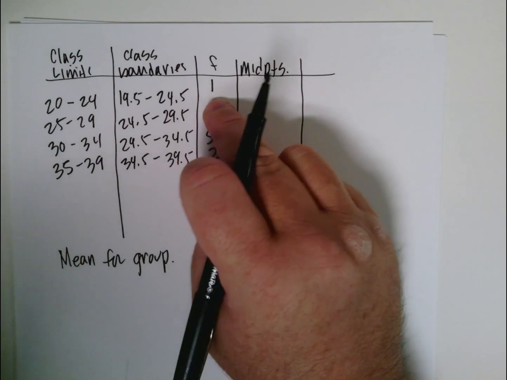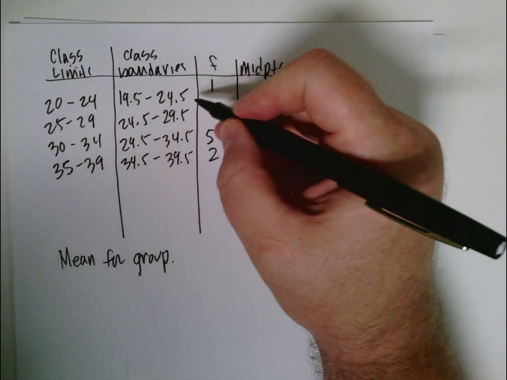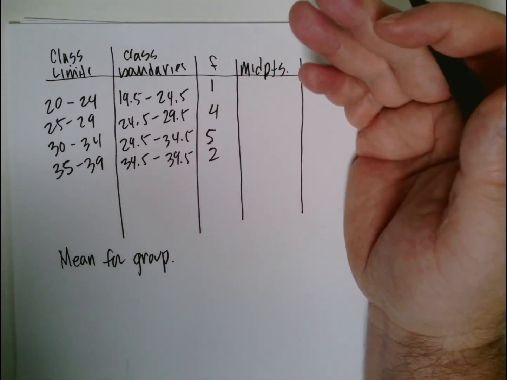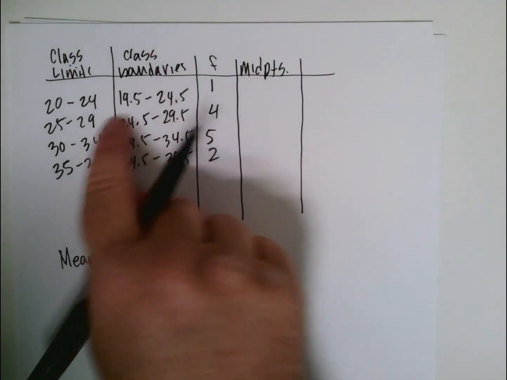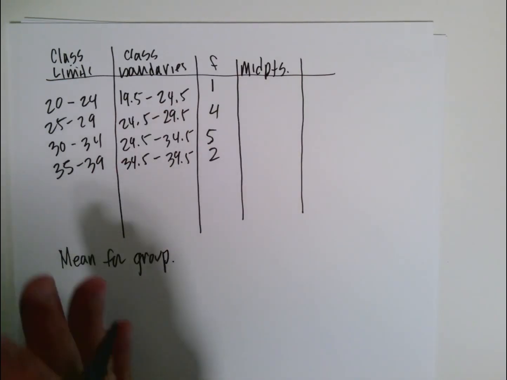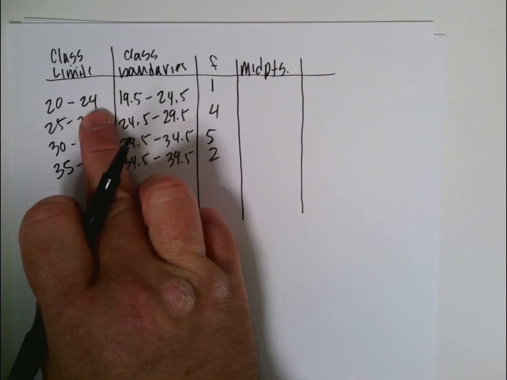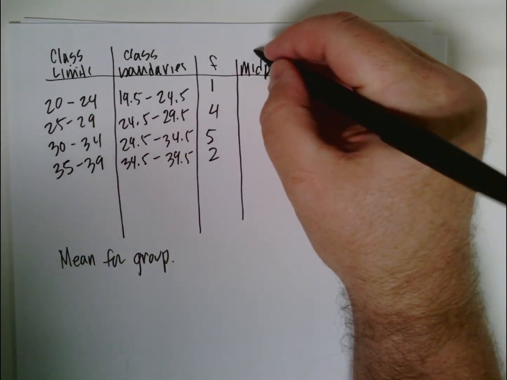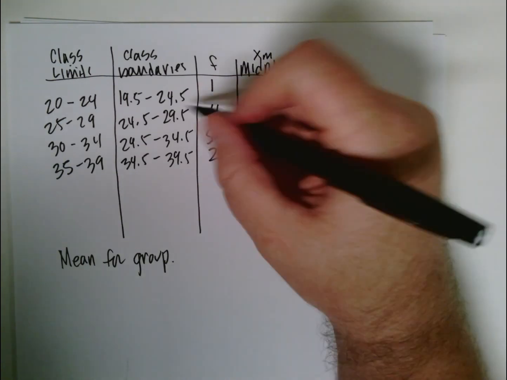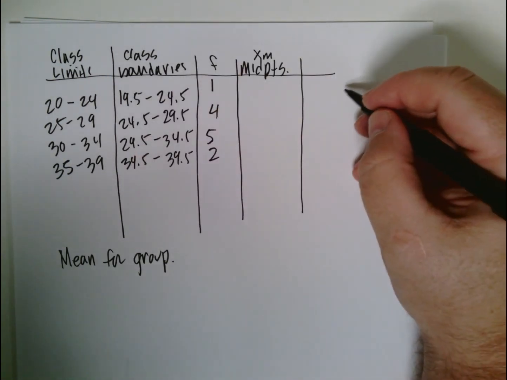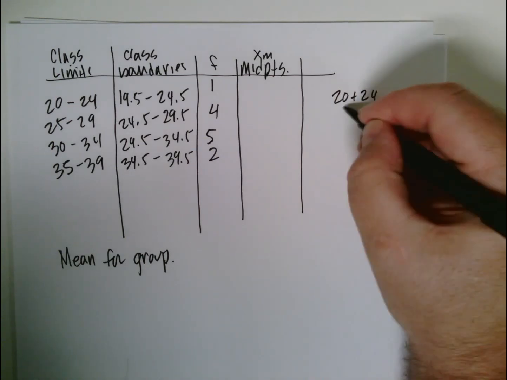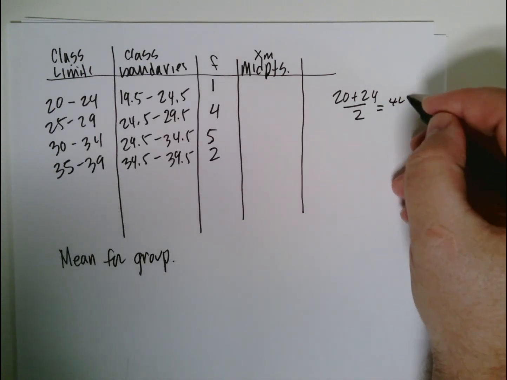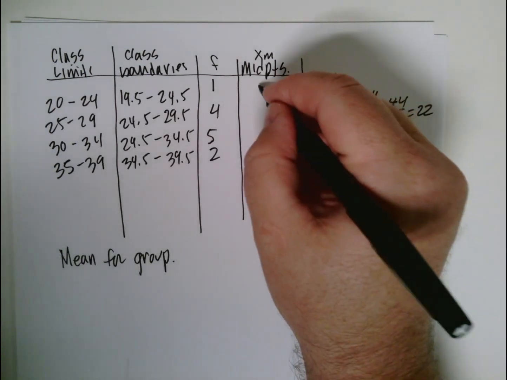The way we're going to do that is we need a candidate to represent each data point. We can see that there's one data point in the first class, there's 4 in the second, 5 in the third, and 2 in the last one. But we still don't know where it lies within there. But what we do know is that whether it's closer to 20 or closer to 24, it's still fairly close to the midpoint. So we're going to find the midpoint, which we represent by x sub m, of each one of these classes. Now if you recall, 20 plus 24 divided by 2, doesn't matter if you use the boundaries or the limits, is 44 divided by 2, which is 22. That gives us our midpoint.